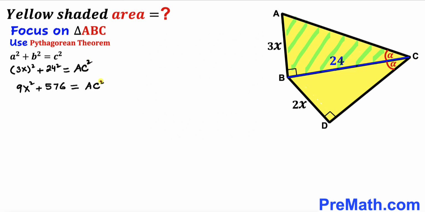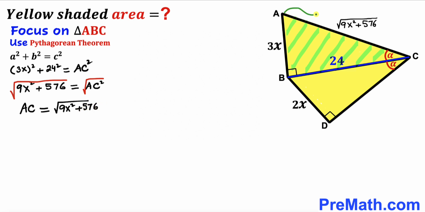Let's undo this square by taking the square root on both sides. Therefore our AC side length is going to be the square root of 9x squared plus 576. So this side length AC turns out to be the square root of 9x squared plus 576.